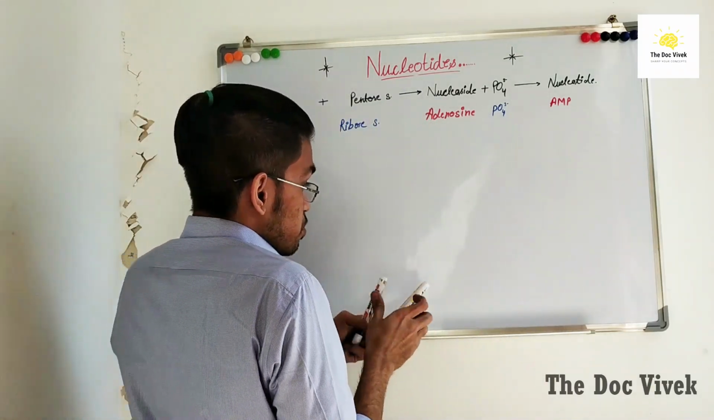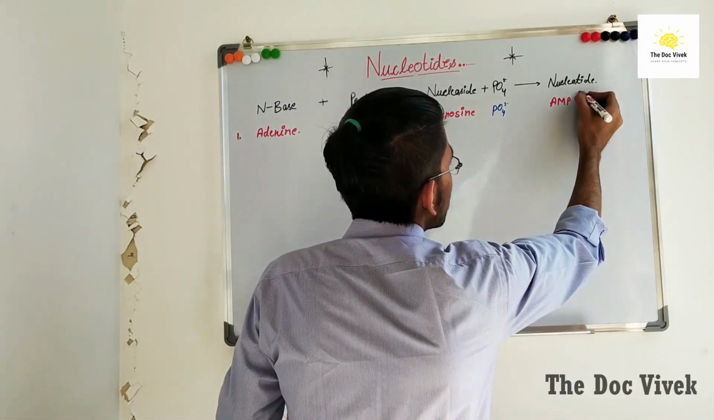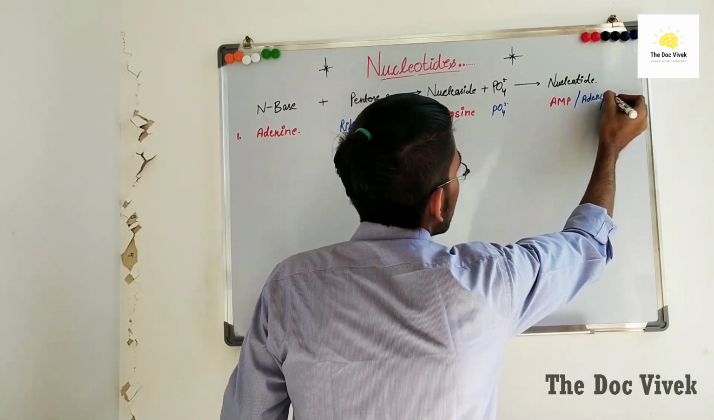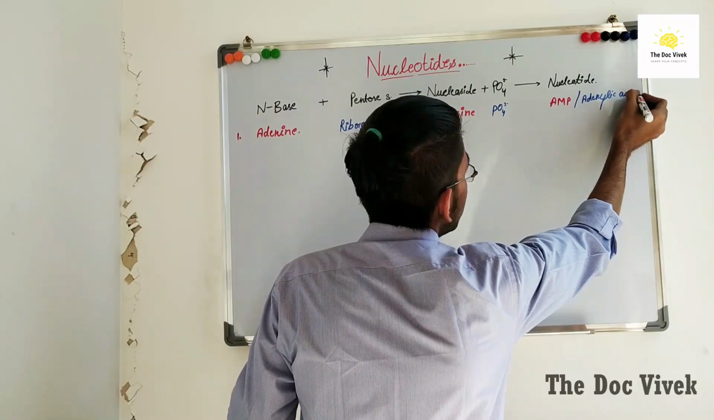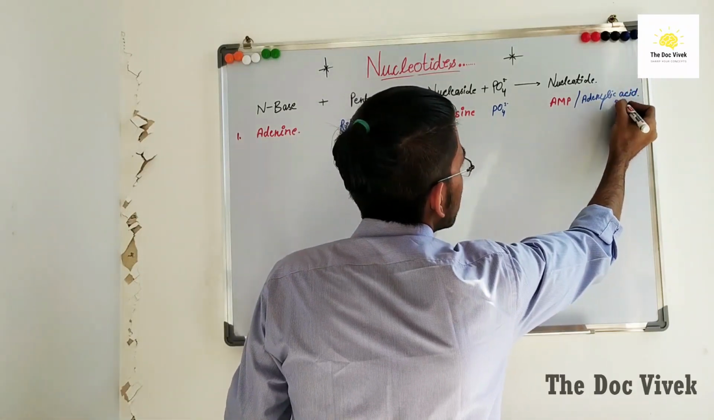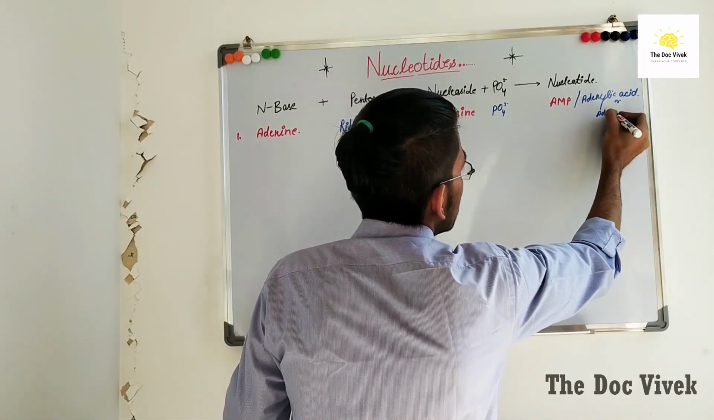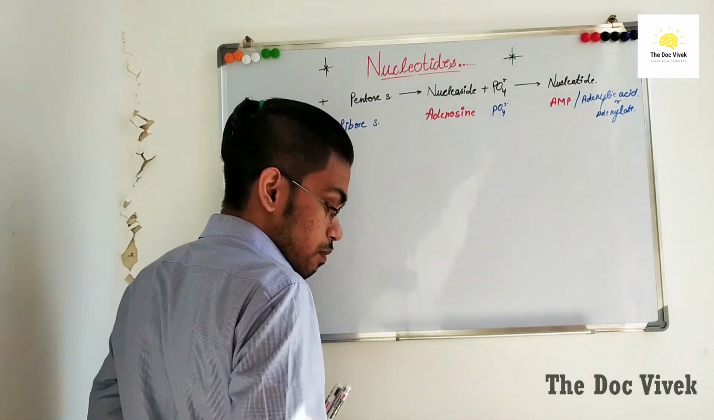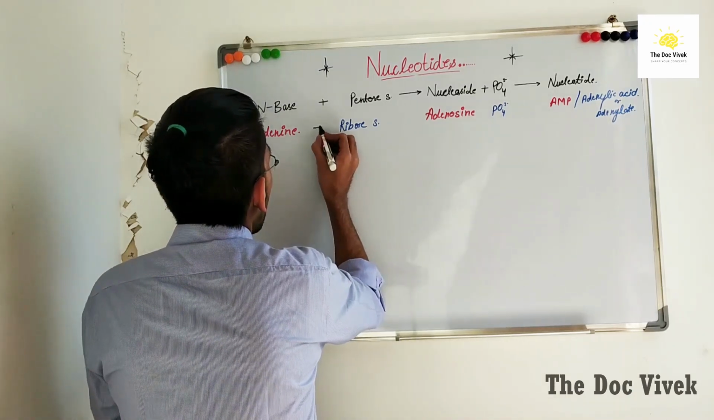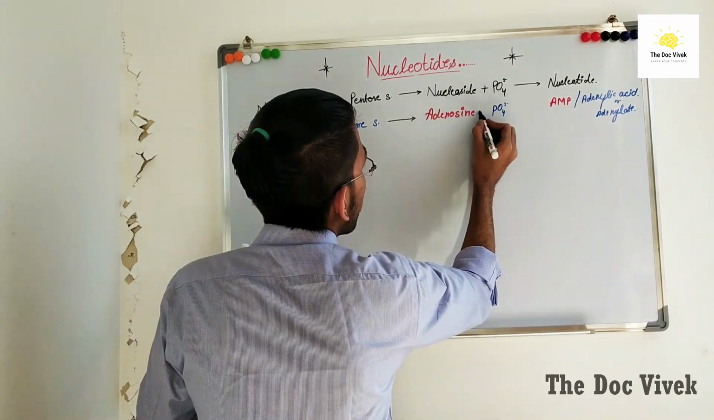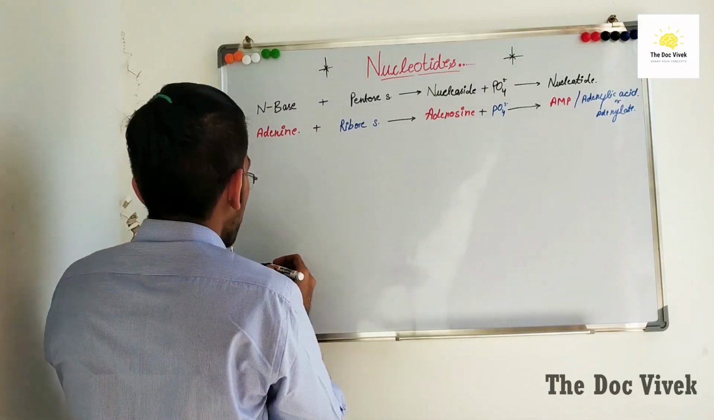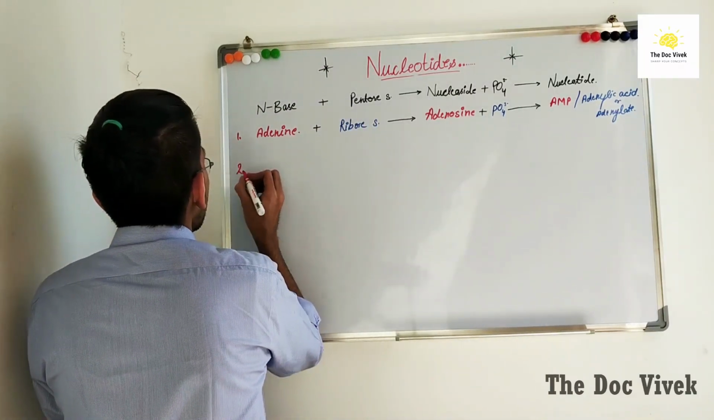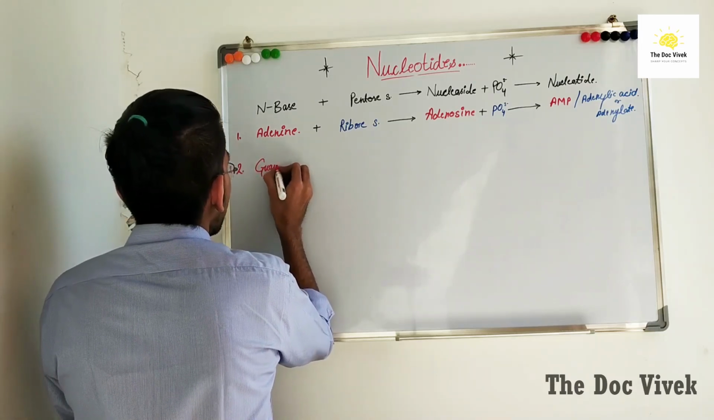Okay, adenosine monophosphate can also be called adenylic acid, or adenylate. So now the second one is guanine.